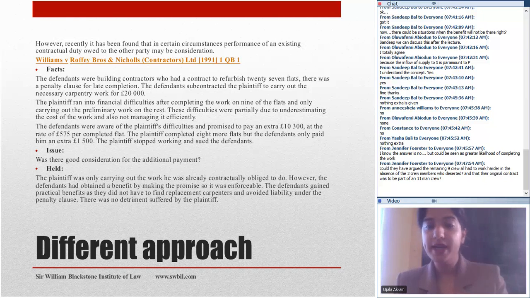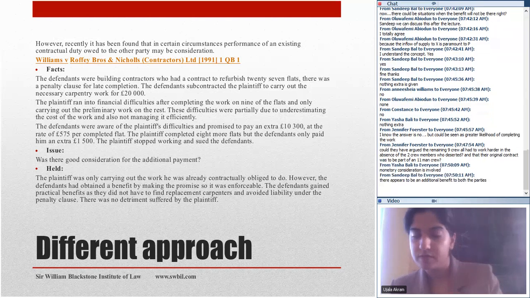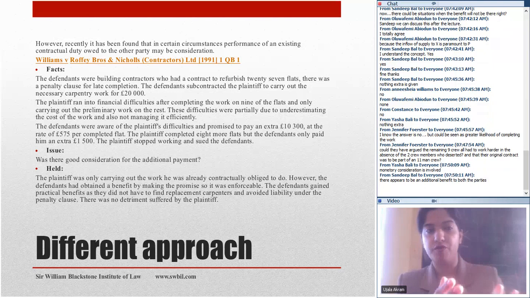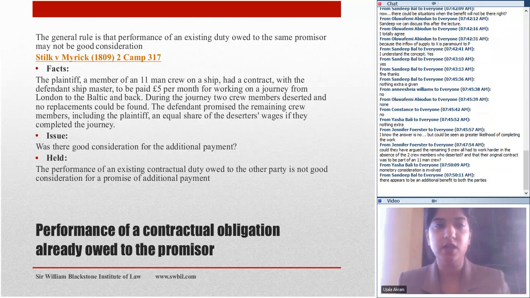Now, any idea what is the difference between the facts of this case and the case that we just discussed earlier? Okay, so there are lots of questions. Before I answer that, can you answer this question? What is the difference between the facts of the case of Williams versus Roffey Brothers and Stilk versus Myrick?